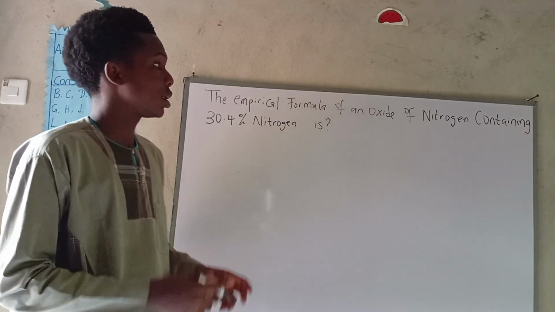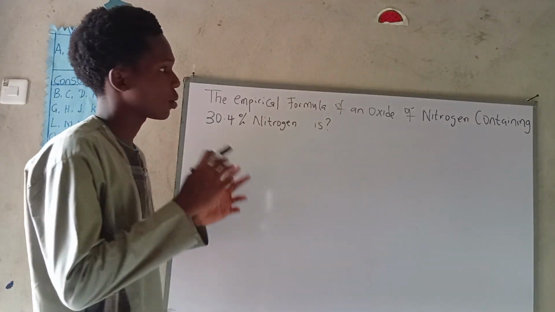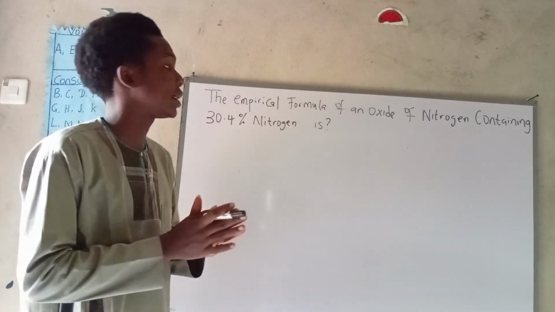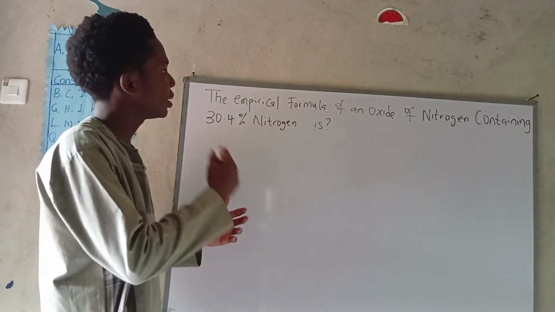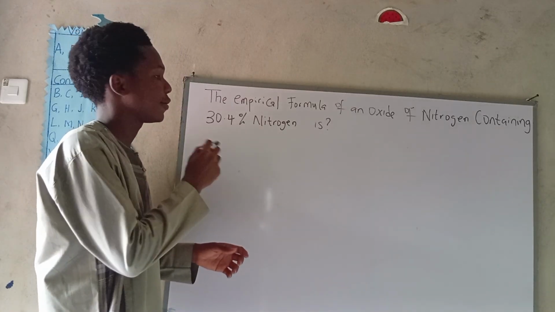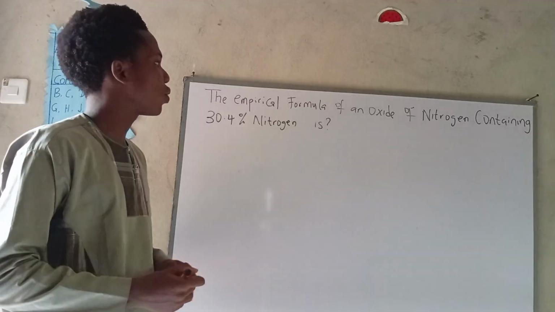Okay guys, this is the example I was telling you about, that sometimes they will give you a compound and give you the percentage for only one of the elements inside. So now let's read together. The empirical formula of an oxide of nitrogen containing 30.4% nitrogen is. Okay, now we're given what?